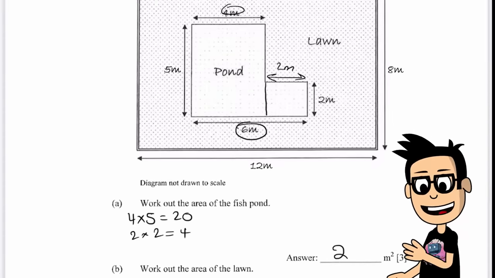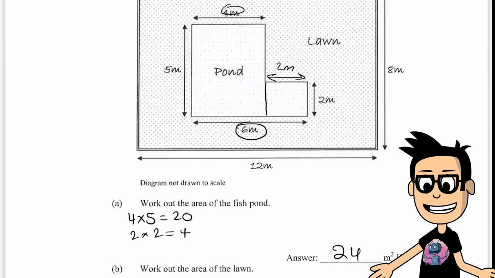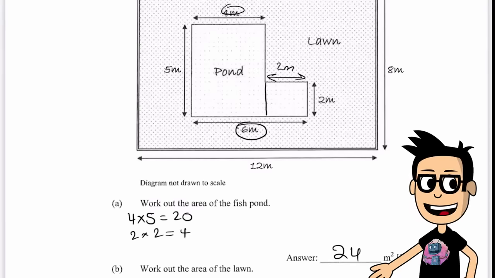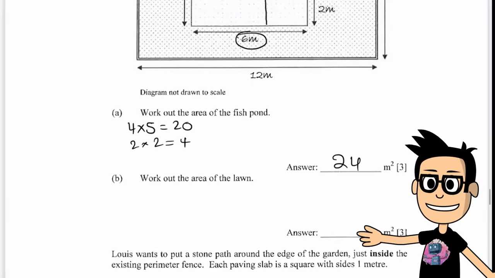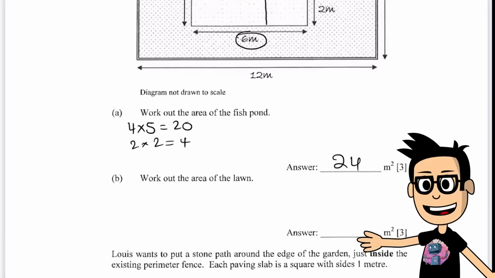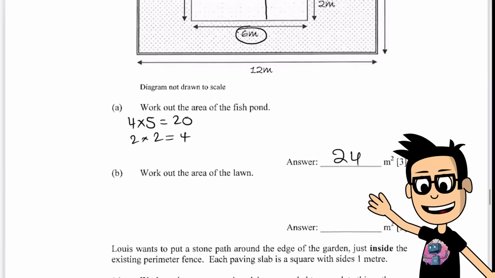So that being said, we can add it together and we've got 24 meters squared as our answer. So again, break shapes into smaller, more manageable steps, and that will make it easier to solve the question. Okay, and now we need to work out the area of the lawn. So again, all we need to do is calculate the entire lawn and then subtract the area of the pond, and we are good to go.